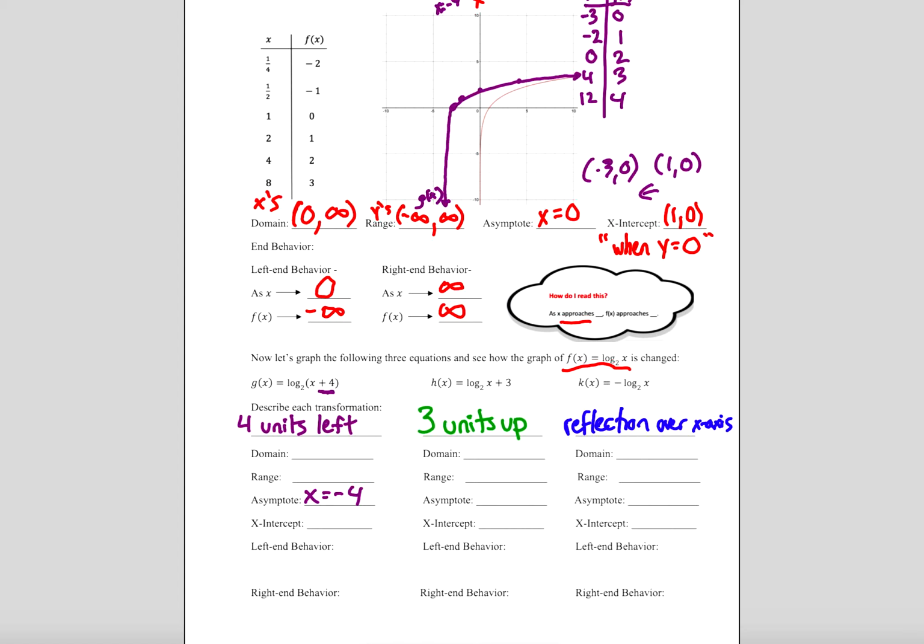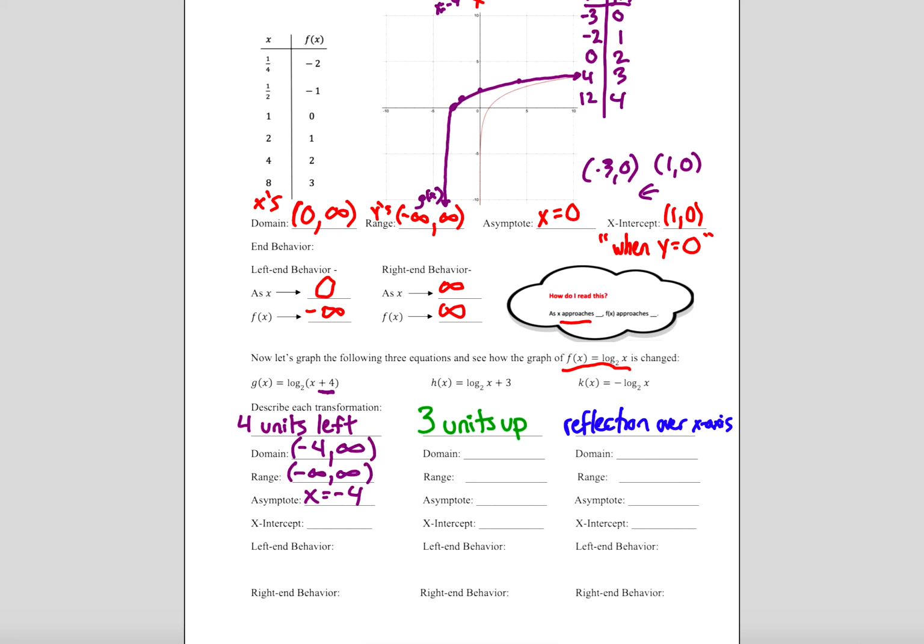If you look at the graph, the range is still -infinity to infinity. The domain's changing a little bit. So the domain, the lowest possible x we can have is just right before -4, but it's not going to be -4. So it'll be parentheses -4, and that's still going all the way to the right to infinity.